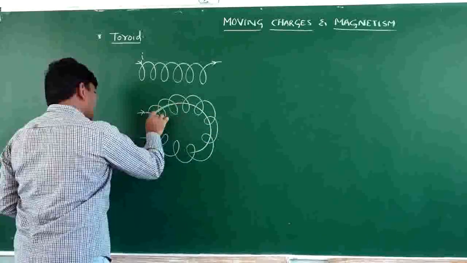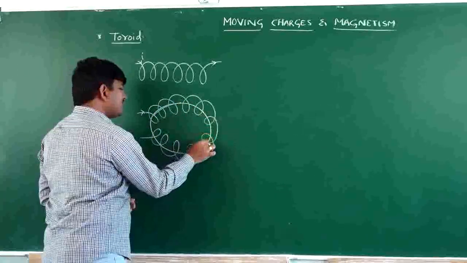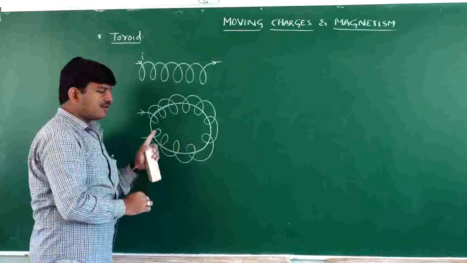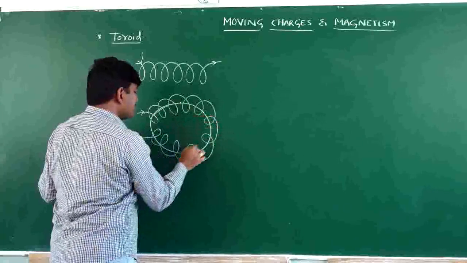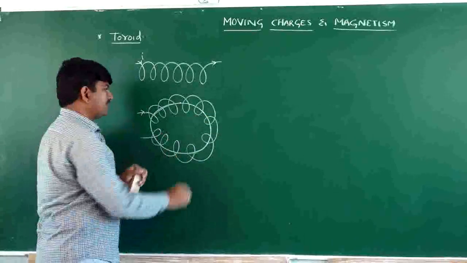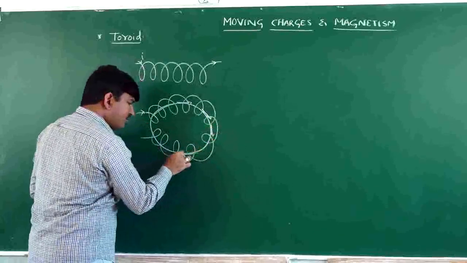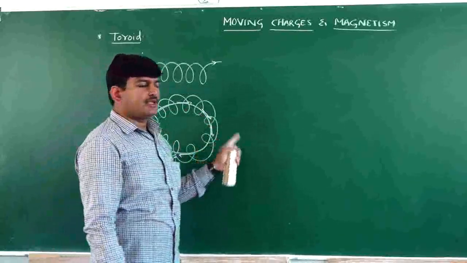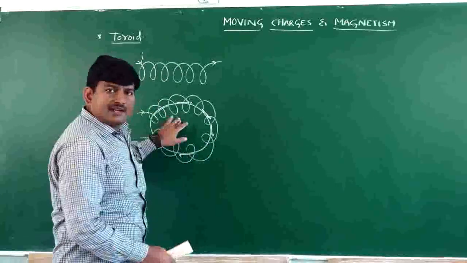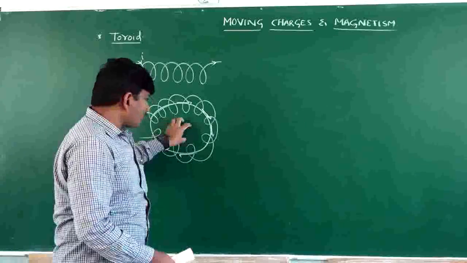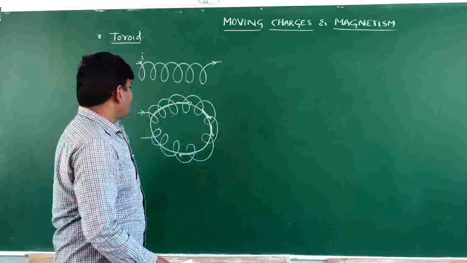Along the axis of the toroid, the magnetic field will be uniform at each and every point in terms of magnitude, but not in terms of direction. So B here, B here, B here, B here will be equal in strength, but the direction will be changing. Therefore, the magnetic field is not uniform, but the strength of the magnetic field will be uniform in the case of a toroid. Now, we are going to calculate the magnetic field well inside the toroid, along the axis of the toroid and outside the toroid.